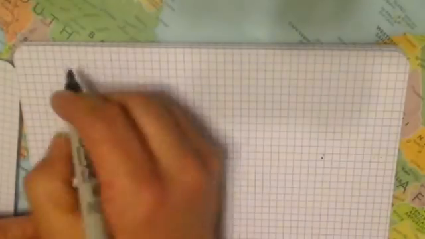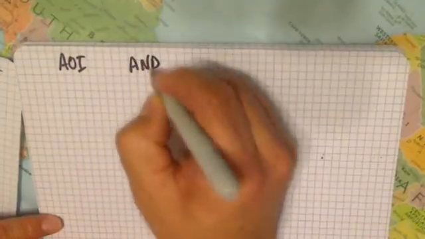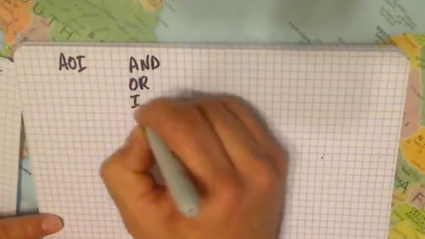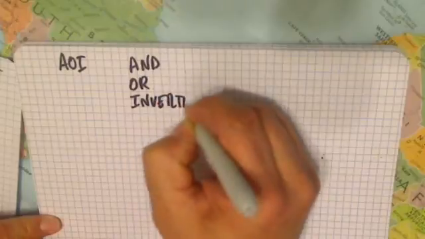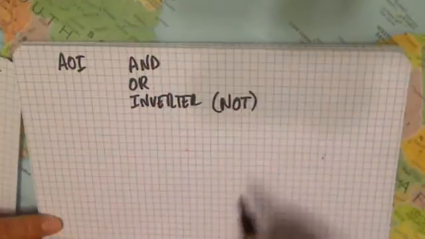Okay, today we're going to look at how we can design circuits entirely using NAND gates. But before we get into NAND gates, we're going to do a quick recap of what AOI logic is. AOI logic, as we have said in the past, AOI stands for AND, OR, and inverters. Inverters are also commonly known as NOT gates.